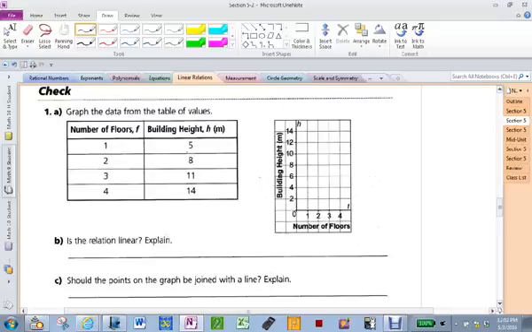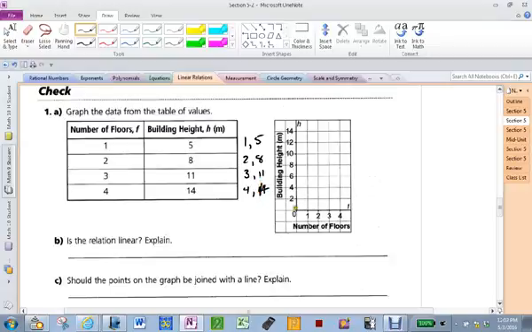Did you graph this yet? You need to put 4 dots on here. Where are they? What's the first dot? 1, 5. What's the second dot? 2, 8. Third dot, 3, 11. Fourth dot, 4, 14.